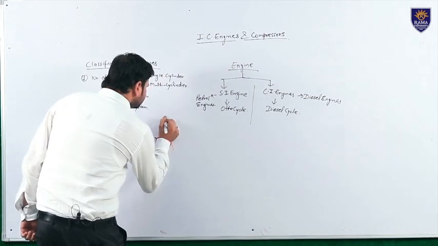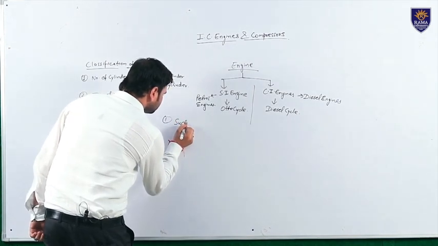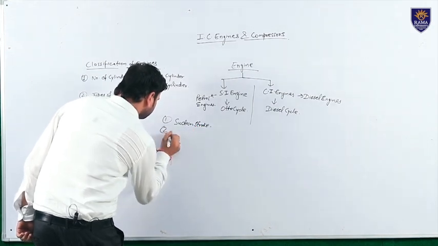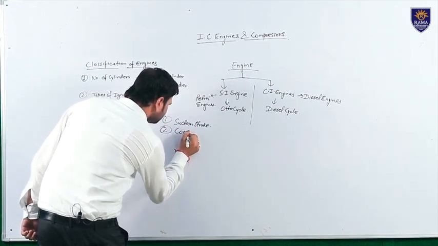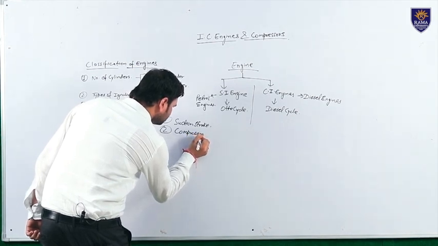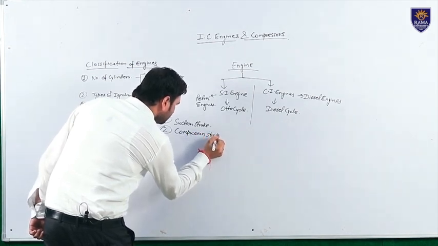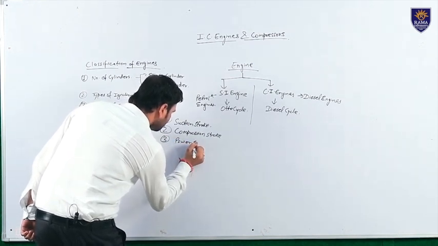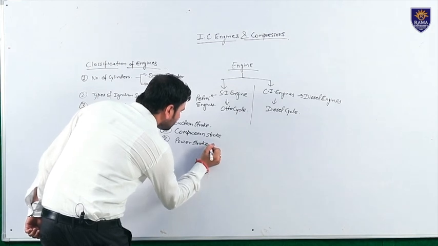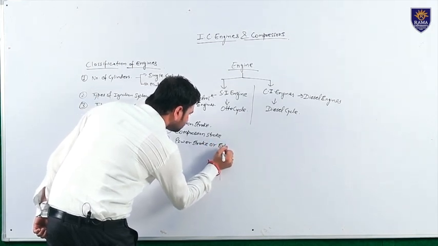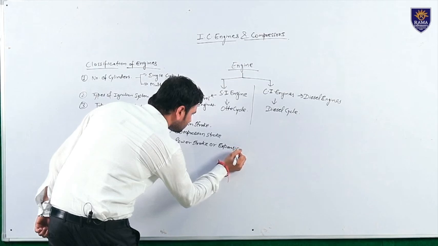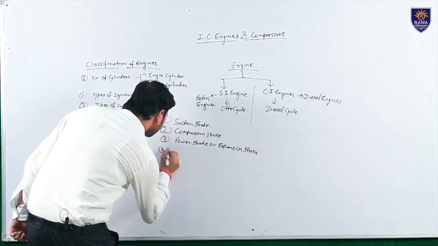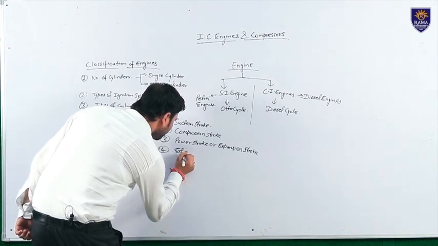The strokes are: first, the suction stroke; second, compression; third, the power stroke, also termed the expansion stroke; and fourth, exhaust or scavenging.